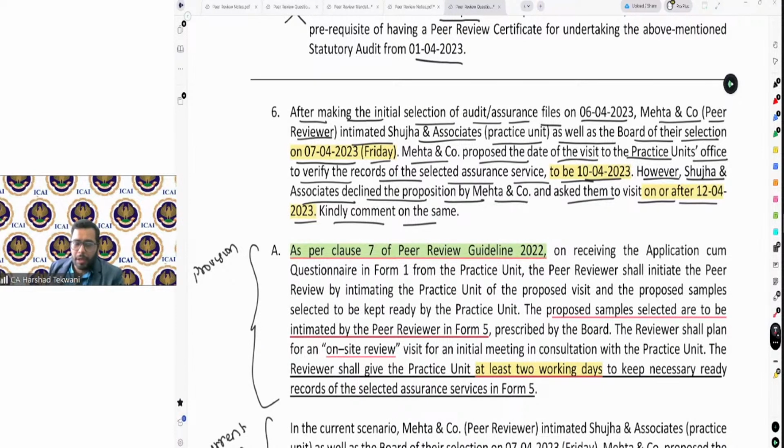So Janvi, no, we are not required to count 7th April when the samples are given. Generally, 7th April will not be counted. Okay.